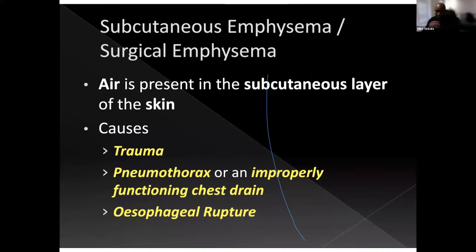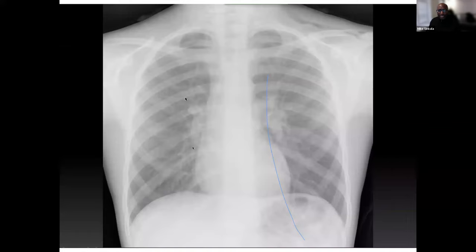So again, subcutaneous emphysema, or surgical emphysema, is just the presence of air in the subcutaneous layers of the skin. Again, those would be some of the causes for that subcutaneous emphysema. Examples here would include, look at the supraclavicular region of the neck here. We can see abnormal presence of air in the neck here, denoting subcutaneous emphysema.